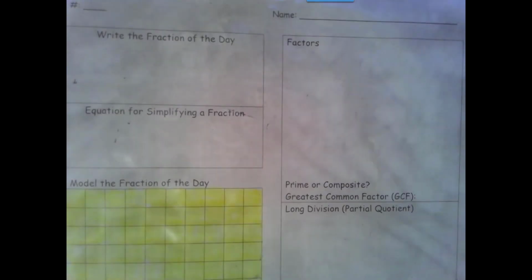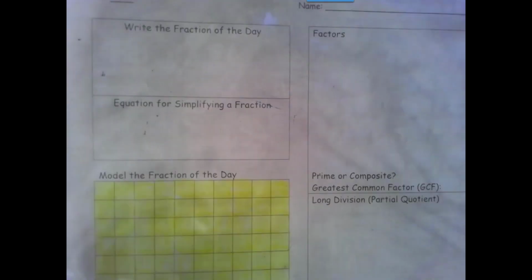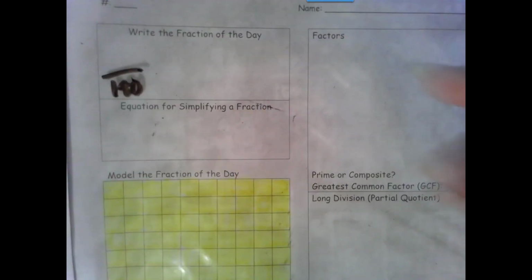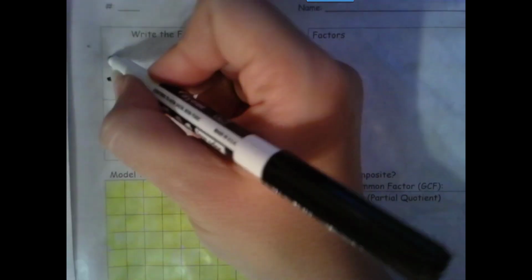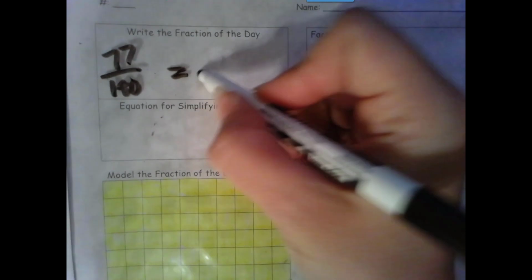Let's get down our beginning fraction. We have a total of 180 school days. And we are on day 77. So let's find the factors of our numerator.